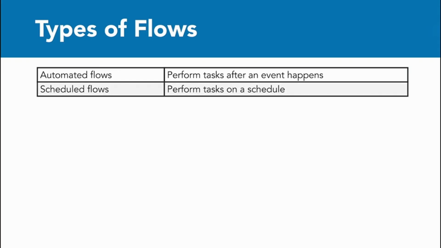But I also have tasks that I want to perform on a schedule. Perhaps at 4 p.m. every Friday, I need to update a field in a SharePoint list. I can do that with a Power Automate scheduled flow.